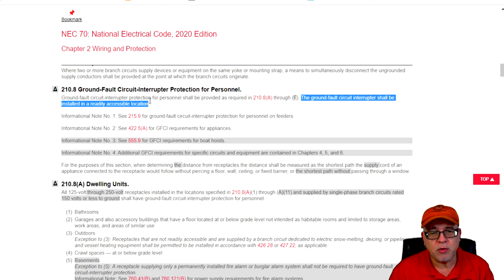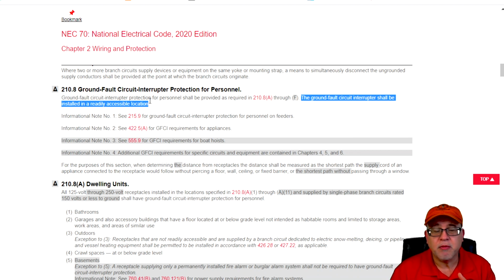There are some people for whom ready access is not necessary, and the definition figures all those things into account. Now, of course, we have some informational notes here that are really good. They remind you about 215.9, which is the GFCI protection for personnel that can be applied to feeders. You'll also note, as you learn 210.8, that, for example, 210.8(D), which dealt with a residential dishwasher, has now been moved.